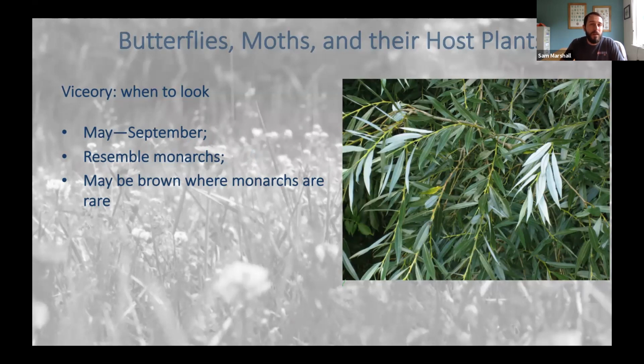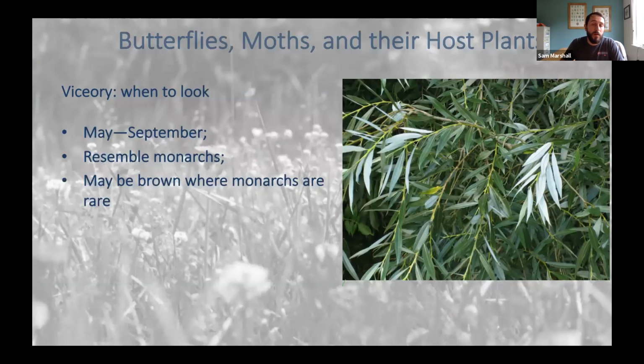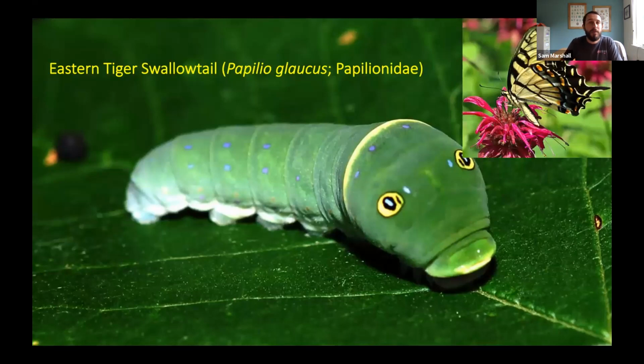You may find in some cases where monarchs are rare, that the wings are actually a brown color. So it seems that where monarchs occur more frequently, those populations of viceroys resemble monarchs more closely, whereas when they don't have that sort of camouflage to rely on, they rely on other forms. So they can change color based on where they are and the presence or absence of monarchs as well. So another interesting tidbit.